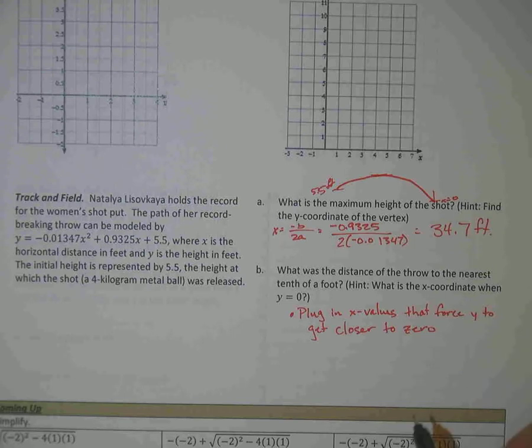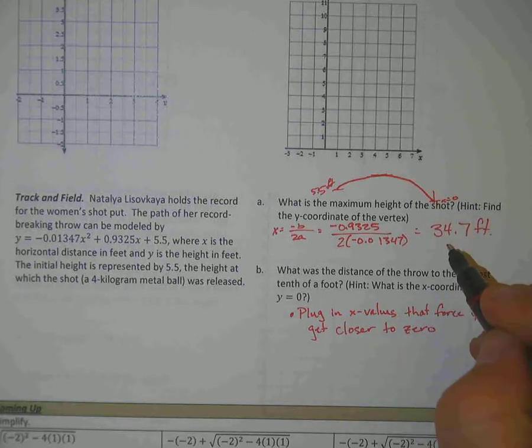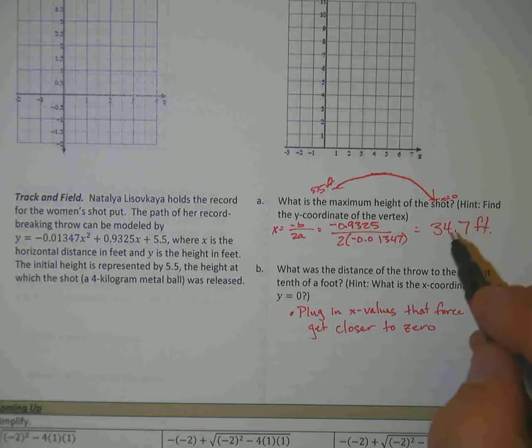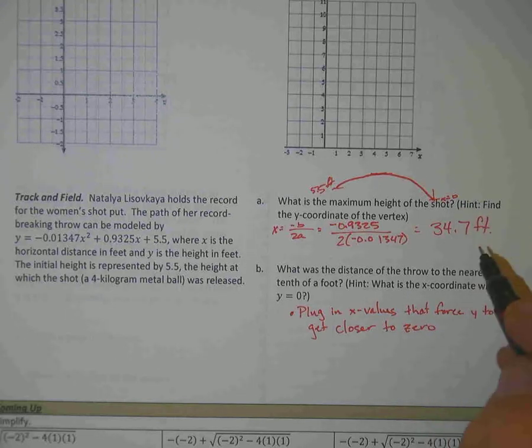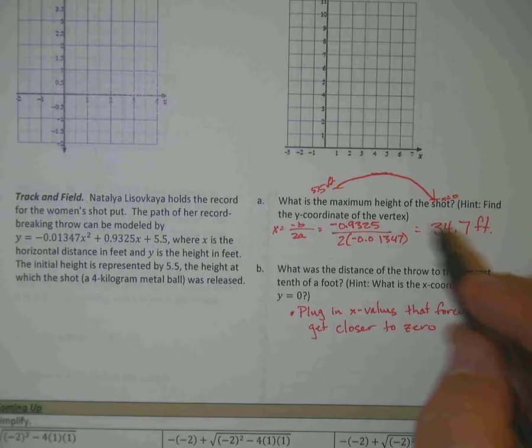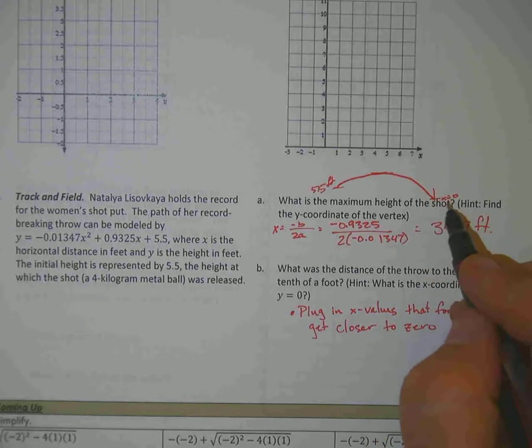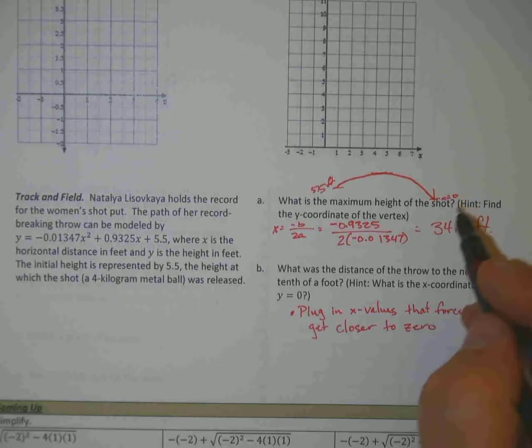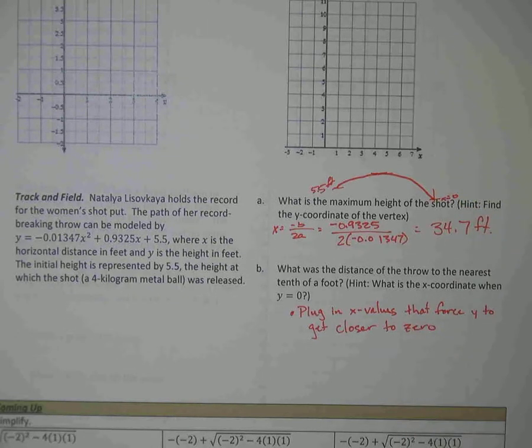If your y goes negative, you've gone too far, because the shot isn't going to go below ground level, right? It's going to land on the ground, probably bounce up a little bit based on what kind of pit they're thrown into. But make sure you just stop when, if you get a y value that's negative, you've gone too far.